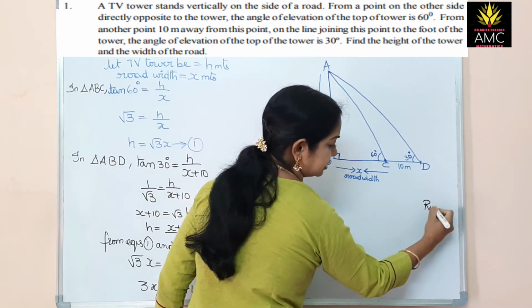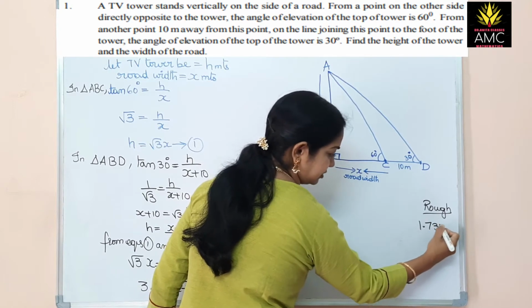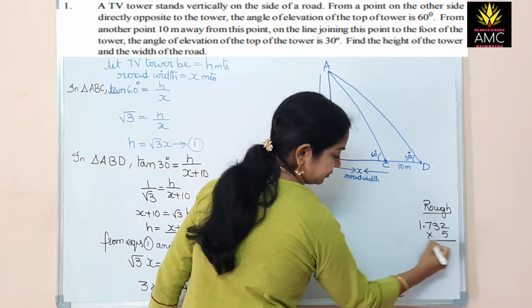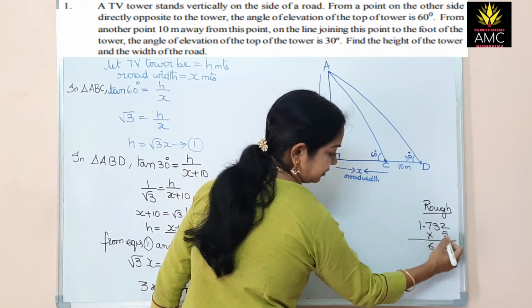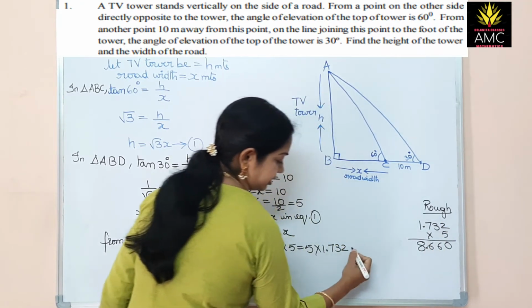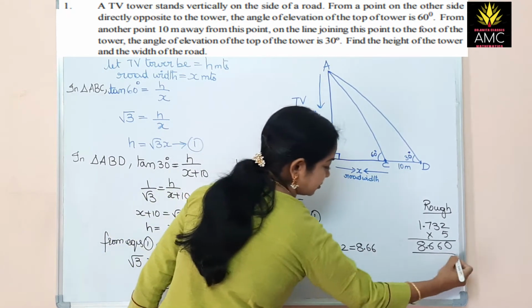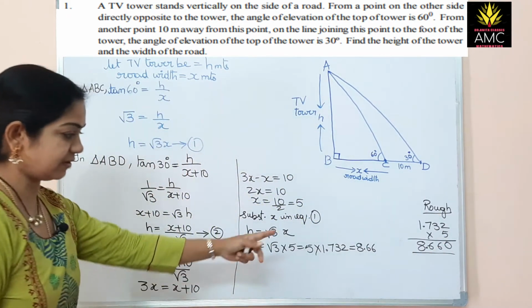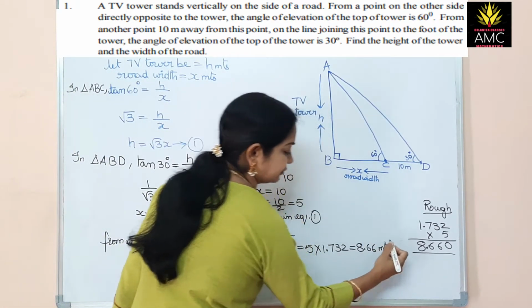Now this I'll write here, the rough part. Calculations: 1.732 multiplied by 5. So 10, 15, 16, so 35, 36, 3, 5 ones 5, 8. So point, that comes to 8.66, right? After that, 0.0 has no value, so I have written 8.66 meters. That is the height of the tower.